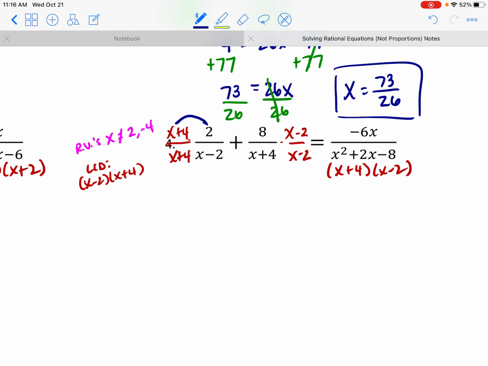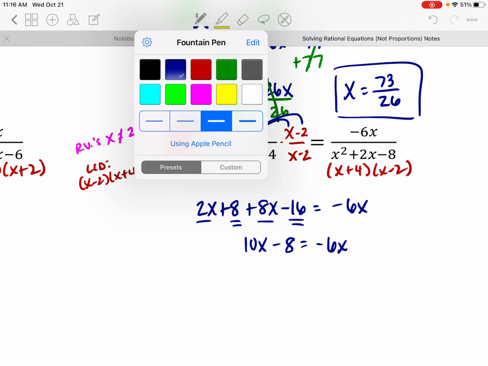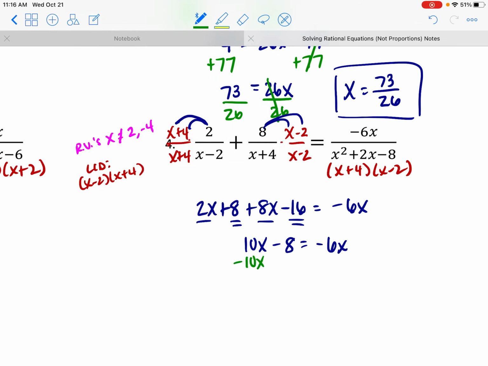So 2x plus 8 coming down there, plus 8x minus 16 coming down from that second numerator, and then a negative 6x on the other side. So that's going to give me 10x, and then minus 8 equal to negative 6x. Let's get these x's together. I'm going to subtract the 10 over. So that gives me a negative 8 equal to a negative 16x.